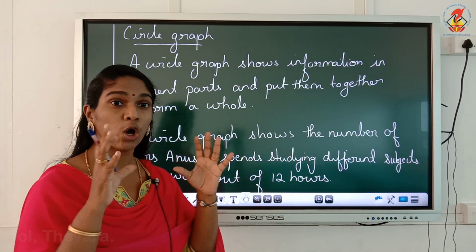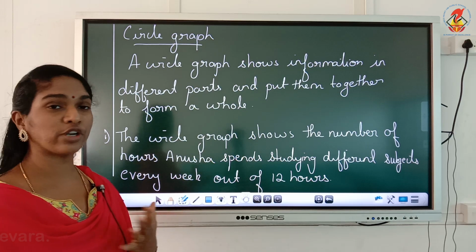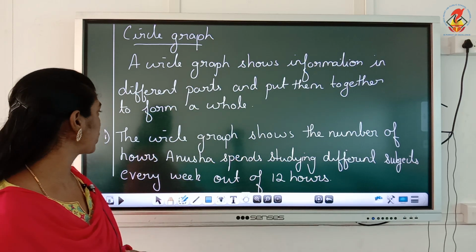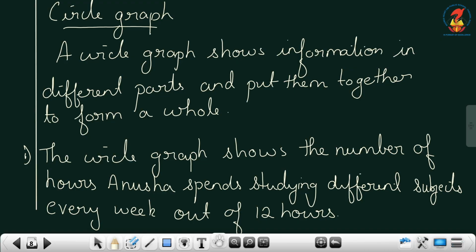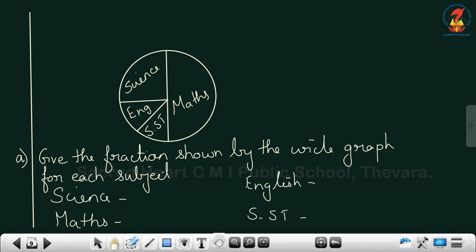We know a circle is a whole thing. So that circle is divided into different parts to show you the information. So you have a question over here for that. A circle graph shows the number of hours Anusha spends studying different subjects every week out of 12 hours. Out of 12 hours every week, how much time she has taken for each subject.